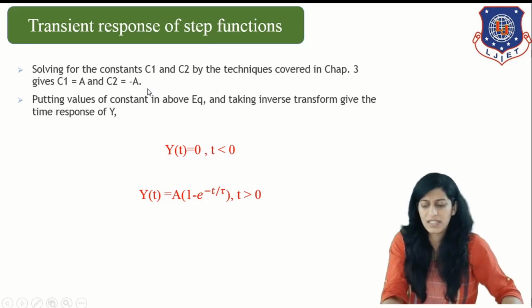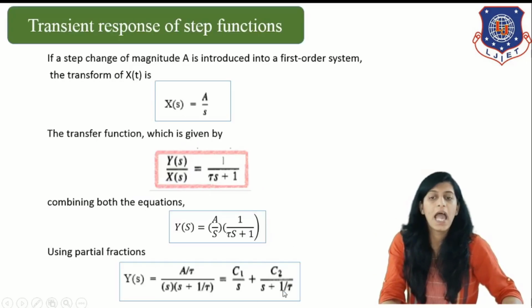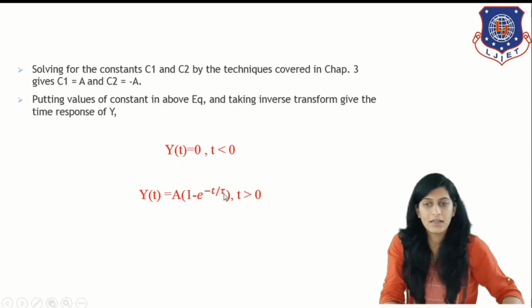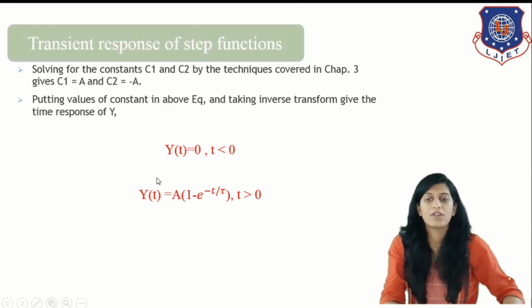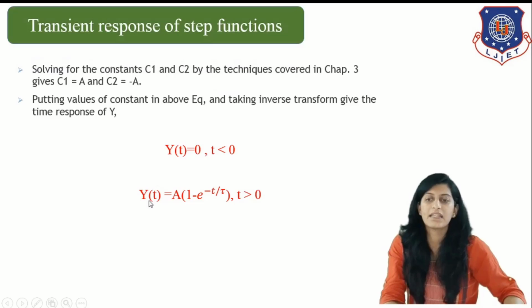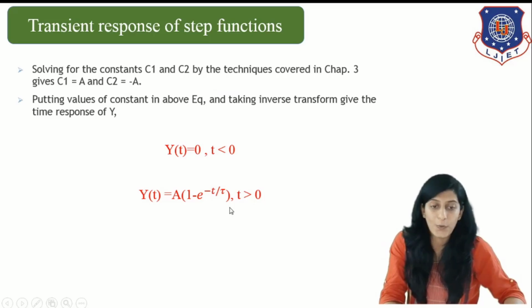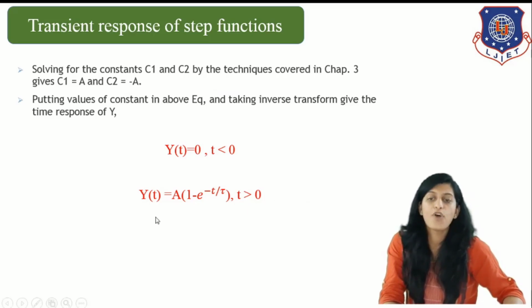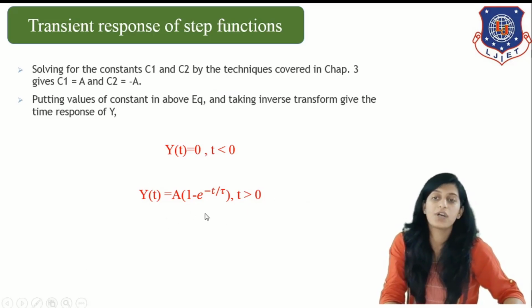Putting the values in this equation and then taking the inverse Laplace of the terms, we get the equation in the form y of t equals A into 1 minus e raised to the power minus t by tau, where t is greater than 0. Remember this formula, it is quite essential to solve the numericals.